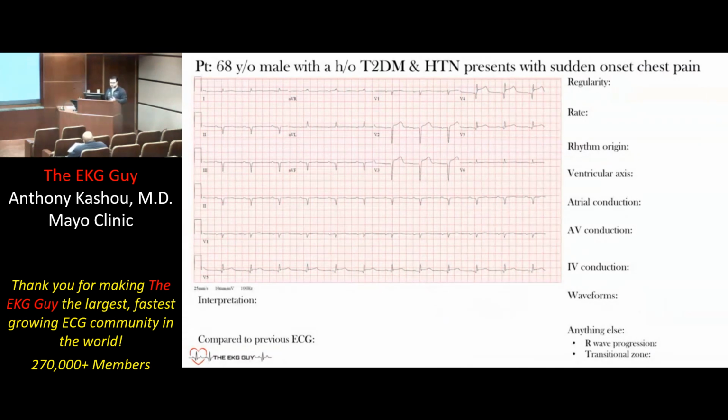And then anything else? Maybe you touch on the QT interval. Is there any artifact? And then we look at R wave progression and transitional zone. Okay, and then after that, we'll make our final interpretation. So let's start with the regularity.